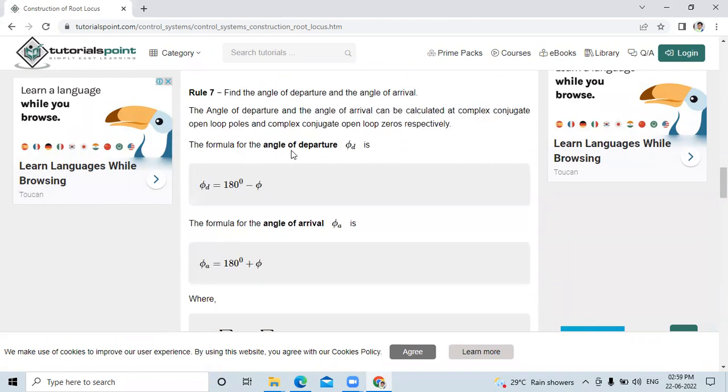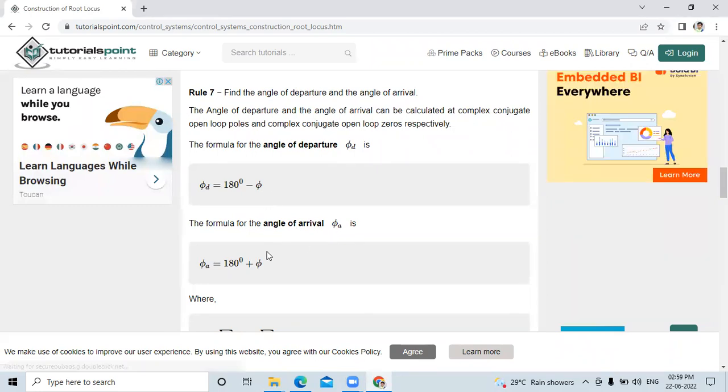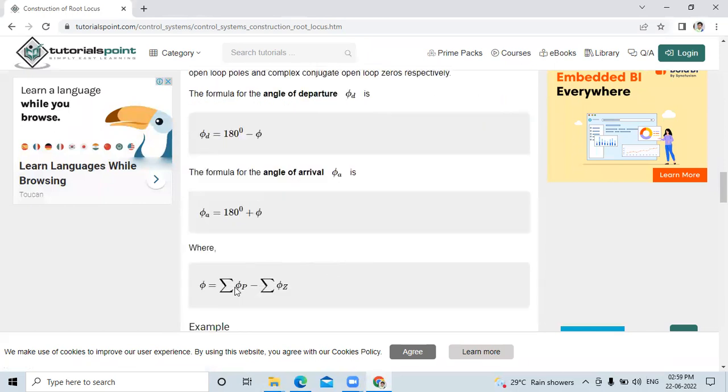So the formula for the angle of departure is phi d equals 180 degrees minus phi, and the formula for the angle of arrival is phi a equals 180 degrees plus phi. Okay, where phi equals what? Phi p minus phi z.